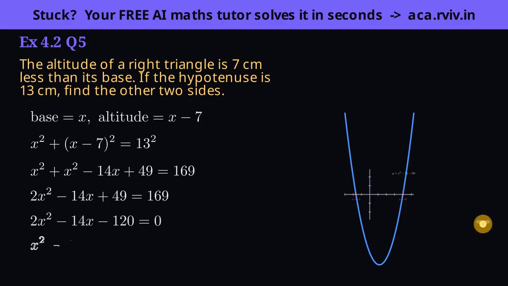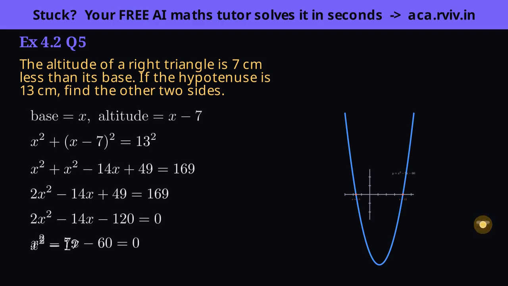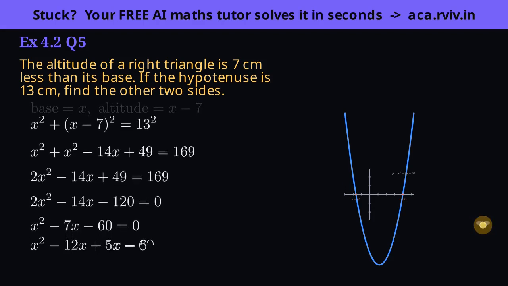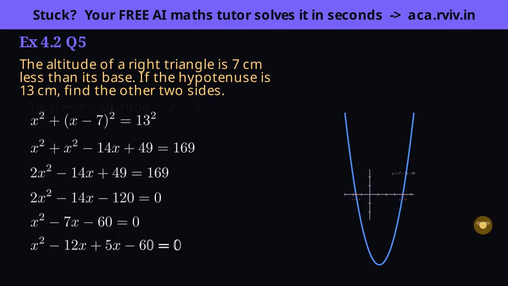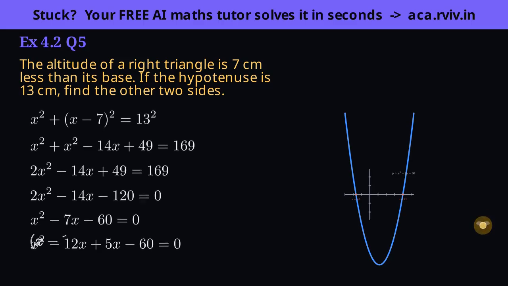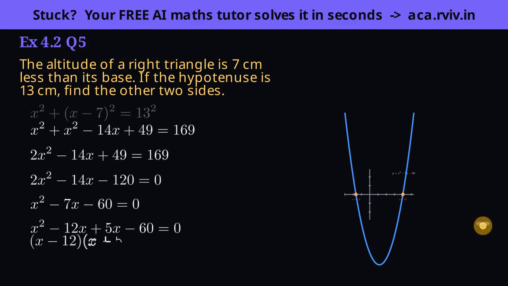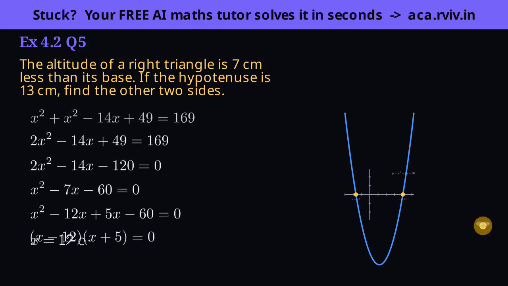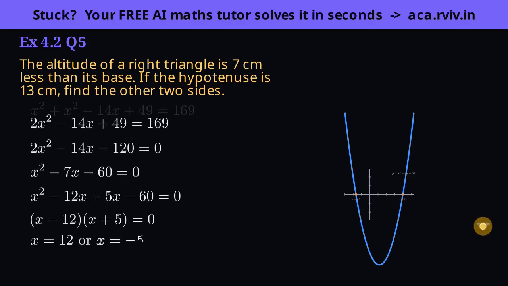All coefficients are even, so divide by 2 to keep the split simple. Split the middle term, product minus 60, sum minus 7. 12 and 5 differ by 7, so take minus 12 and plus 5. Group, factor each pair, and pull out the common bracket x minus 12. Zero product rule. x equals 12 or x equals minus 5.